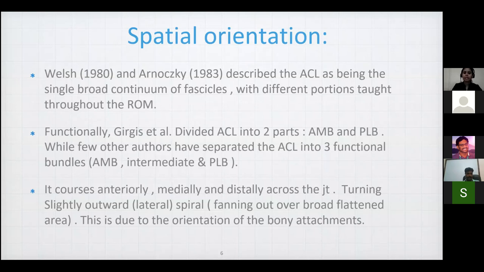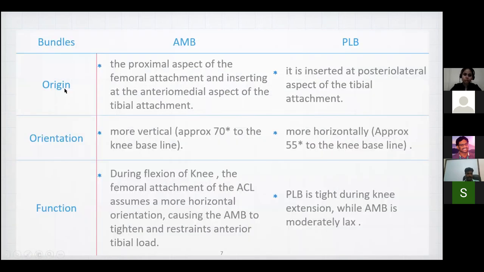Functionally, Girgis et al. divided the ACL into two parts, AMB and PLB, as we have seen before, while a few other authors have separated the ACL into three functional bundles: the AMB, intermediate, and PLB, posterolateral bundle. It courses anteriorly, medially, and distally across the joint, turning slightly outwards, laterally, spiral, fanning out over a broad flattened area. This is due to the orientation of the bony attachments. So, depending on the origin orientation, the function varies for both AMB and PLB.